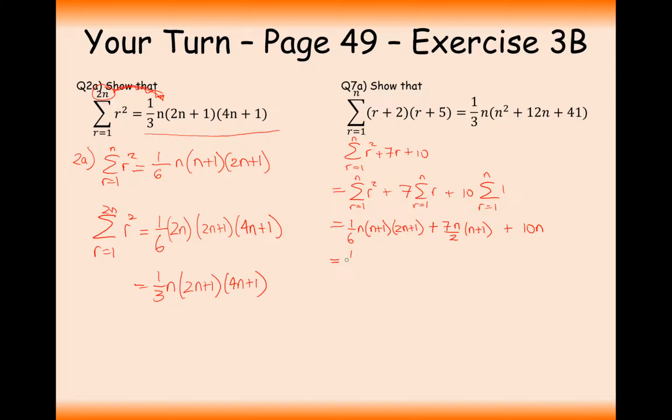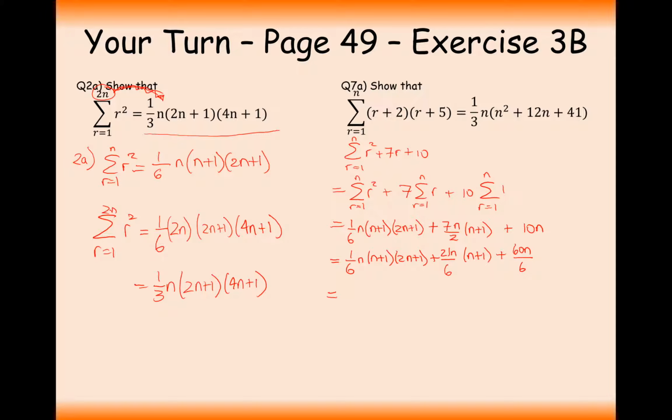Now next what I'll do is I'll create some common denominators. So I think 1/6 is going to be able to be a denominator of all of these terms here. On the second term here, I need to times top and bottom by 3 to get a 6 on the bottom. So this is going to be 21n, n plus 1. And on the bottom of this one here, it's going to be 60n over 6.